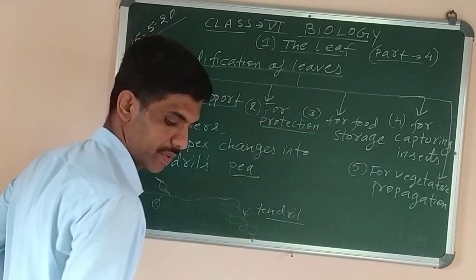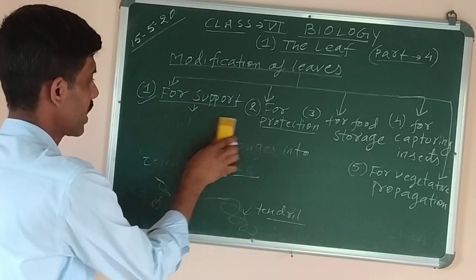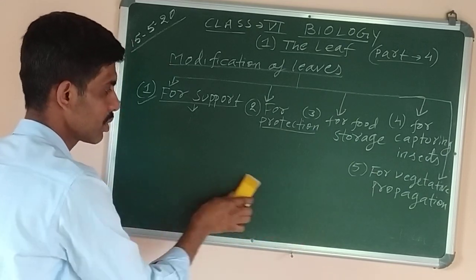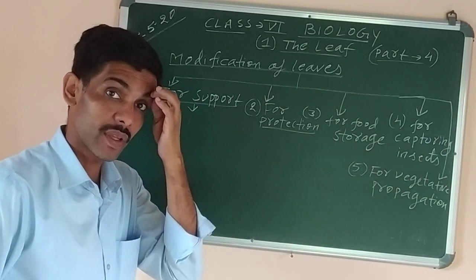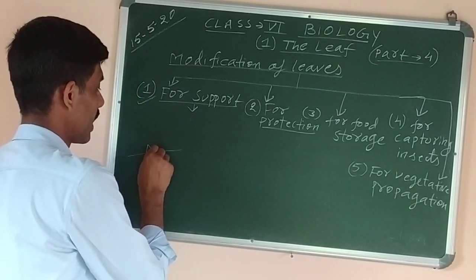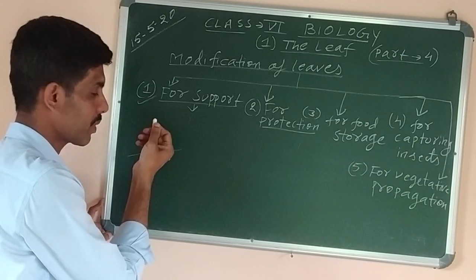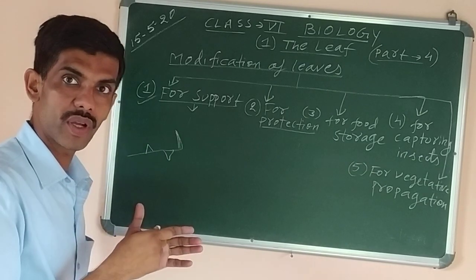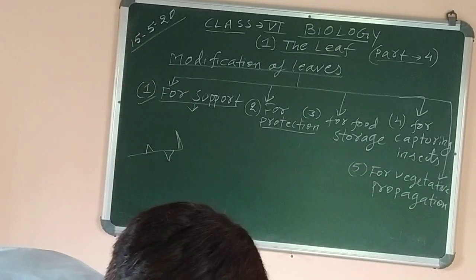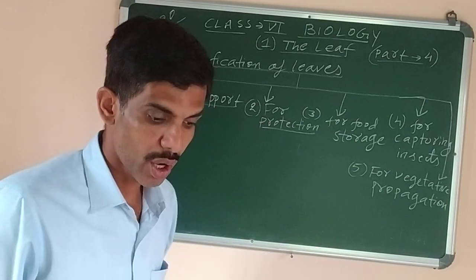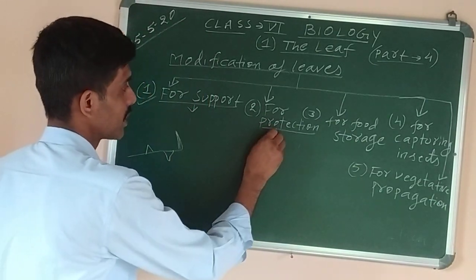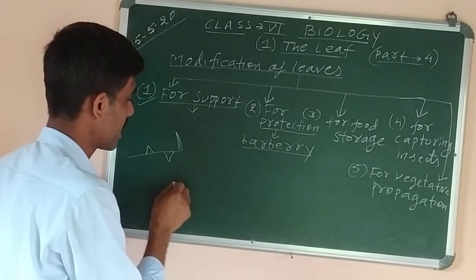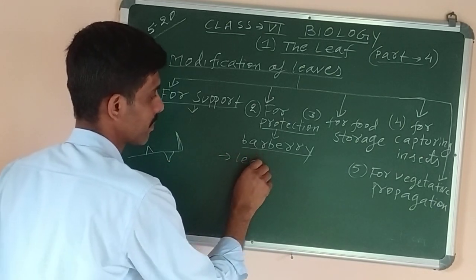Next one is for protection. Second one we have to do. For protection, in some plants, the leaves are modified or changed into thorns. Like instead of leaves, the thorns will be there on the stems. You know how the thorns are. They can cause a lot of pain when they go inside our skin. Example is also mentioned in your book. Leaves of Barbary. The name of the plant is Barbary. The leaves are modified into thorns.